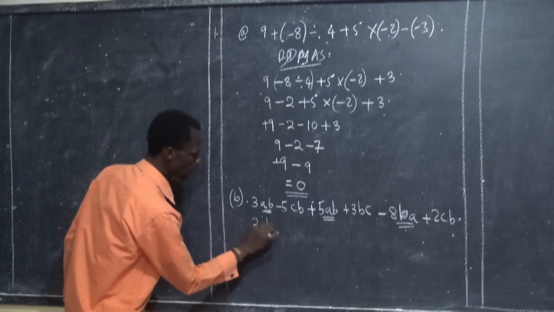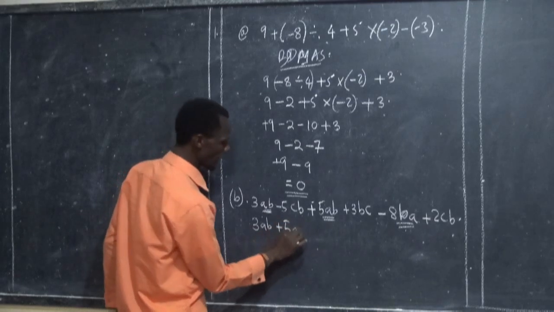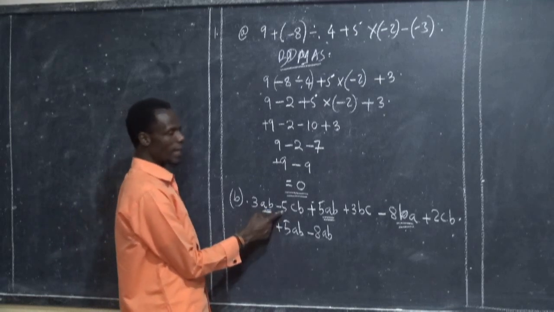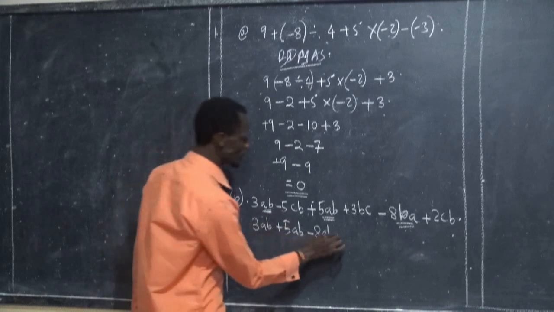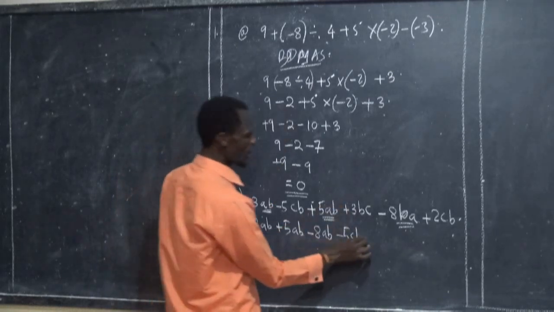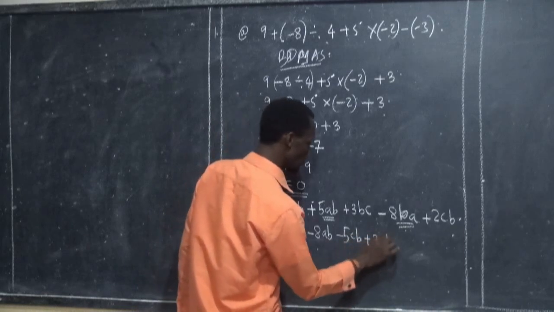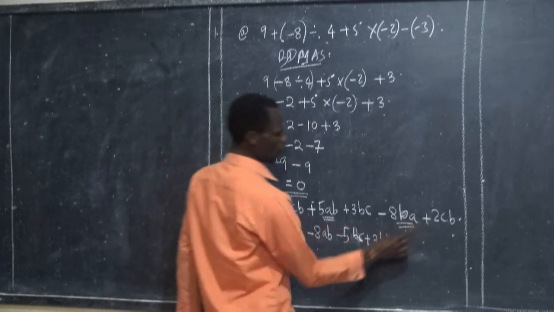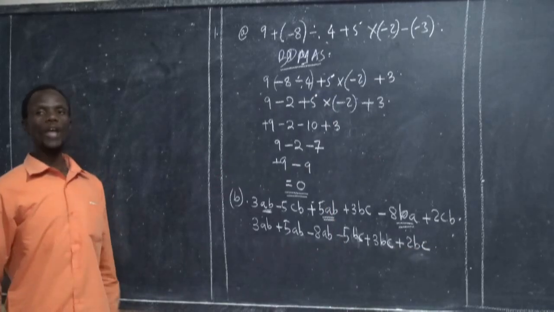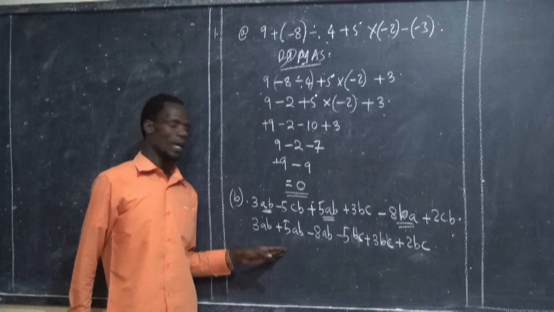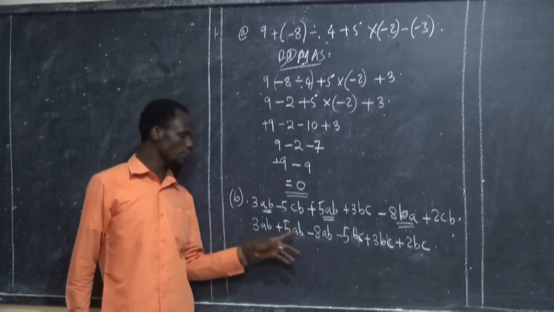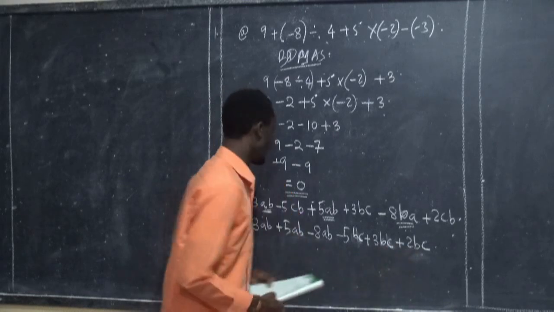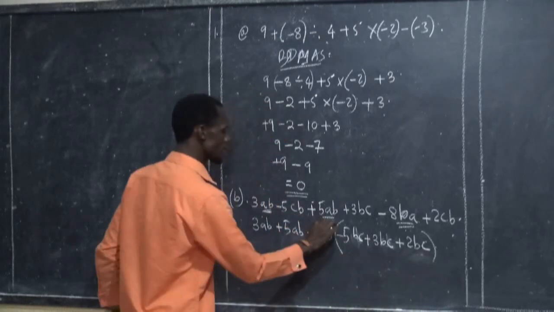Now we have 3AB, then positive 5AB, then negative 80AB. The next terms, we have negative 5CB, then here we have positive 3CB or BC, whatever the case is. BC, BC, then here positive 2BC. So we have collected the like terms simply because these have got AB, these have got AB, these have got AB, these have got BC, these have got BC, these have got BC. In short, these are like terms, and these are like terms.